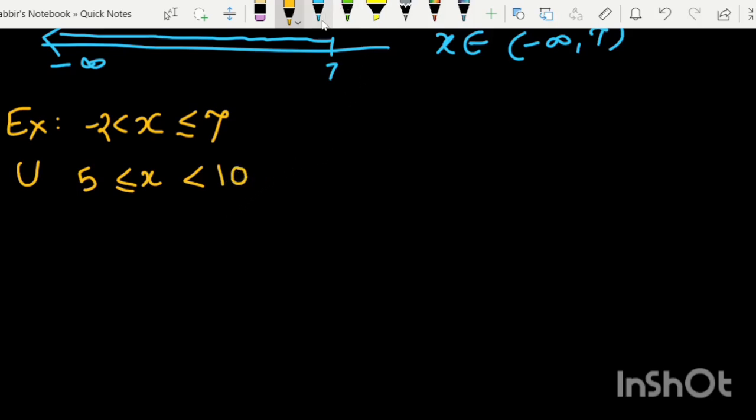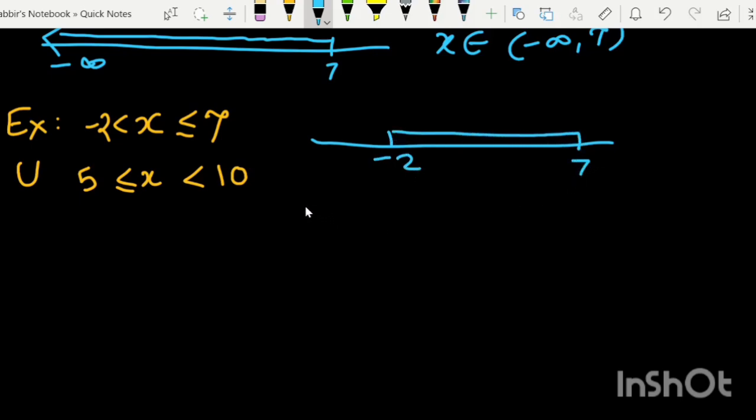Find the union of these two. So guys, we will draw minus 2 to 7. We will plot minus 2 and 7 here, let's say. In the first inequality 7 is included, so at 7 we will place a dark circle here.